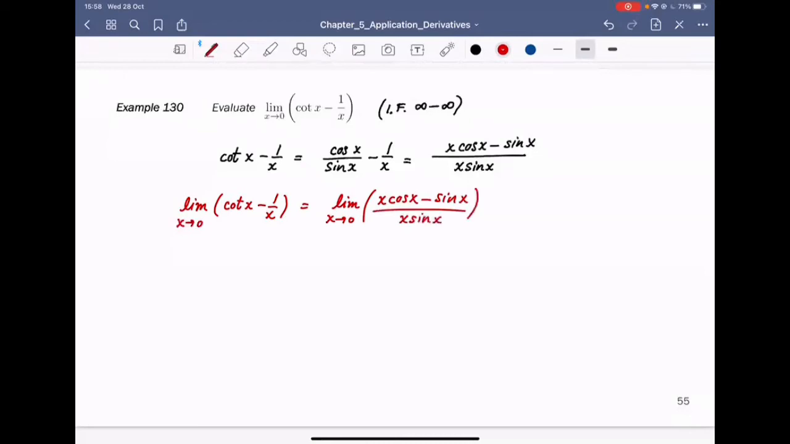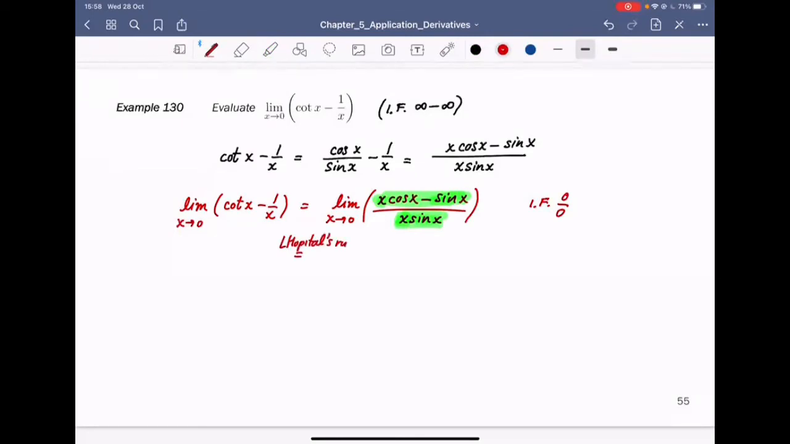Once you simplify it, you can see that now it's come back to the indeterminate form, 0 over 0, right? Because you have x here, which is going to give you 0 on the denominator, and x and sine x here going to give you 0 on the numerator as well. So everything is going to be 0 over 0. Well, now you can apply the L'Hopital rule. So let's do the L'Hopital rule.